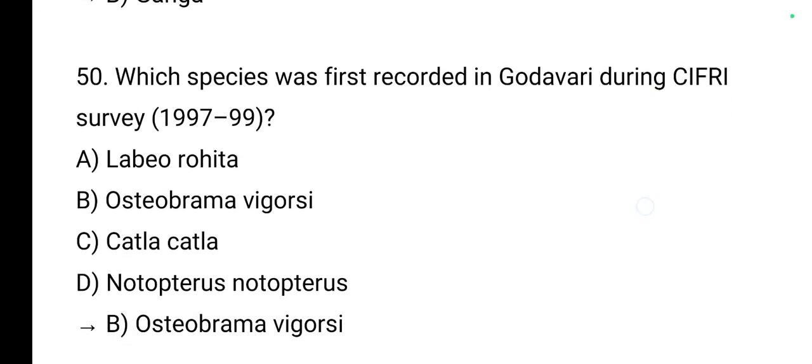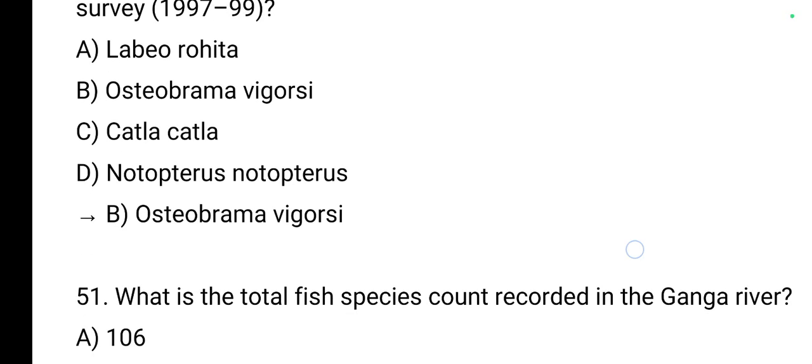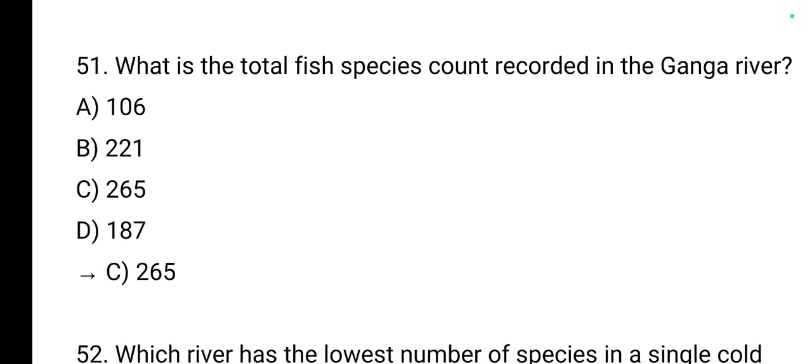Which species was first recorded in Godavari during CIFRI survey? So the answer is Osteobrama vigorsii. What is the total fish species count recorded in the Ganga river?